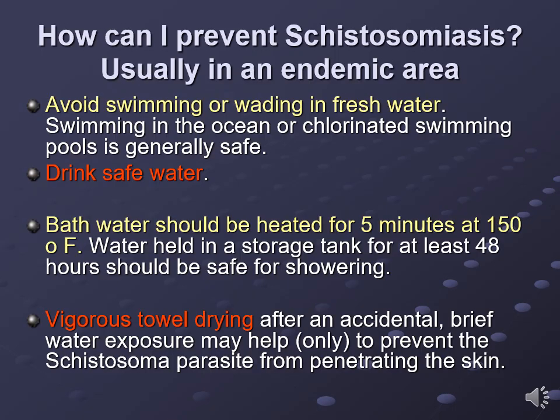Bath water should be heated for 5 minutes at 150 degrees. This is no problem for showering. And if your friend pushes you into the water, try to come out of the water rapidly, or they will pull you out. And as you come out, vigorous towel drying would be good. You should dry yourself with a big towel vigorously to remove as much of the cercaria as possible so that they will not invade your skin.